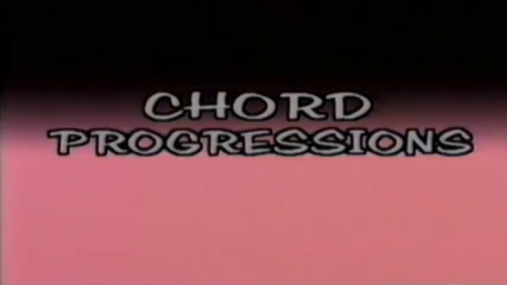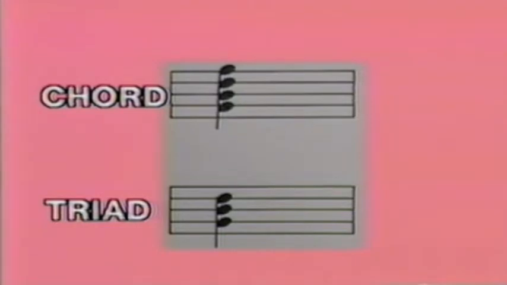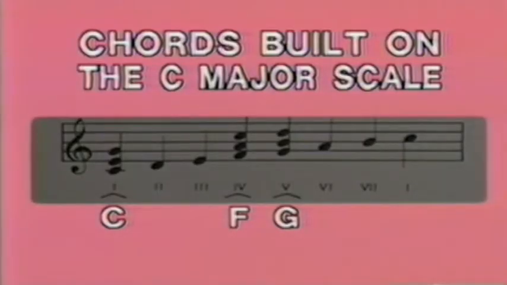This next section deals with chords and harmony. Chords are the sounding together of 3 or more notes. A triad is a 3-note chord. Let's get back to the C major scale and build a chord on scale degrees 1, 4, and 5. The 3 most popular chords for harmony are the tonic, subdominant, and dominant.